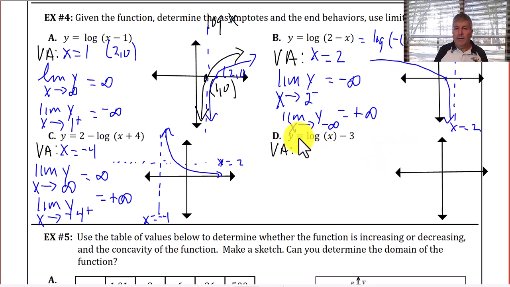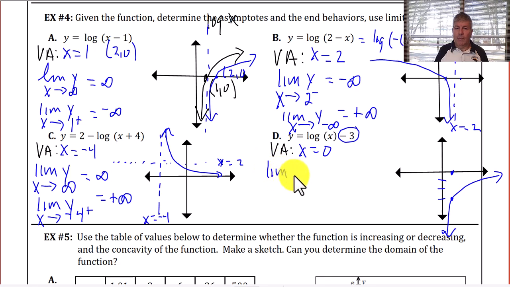And then in D, y equals log of x minus 3. Well, all this 3 does is take our (1, 0) point of our logarithm and shift that down 3 units, and our graph is going to look something like this. So A and D should have a lot of the same information. We're not shifting our vertical asymptote anywhere, so our vertical asymptote is going to stay at x equals 0.